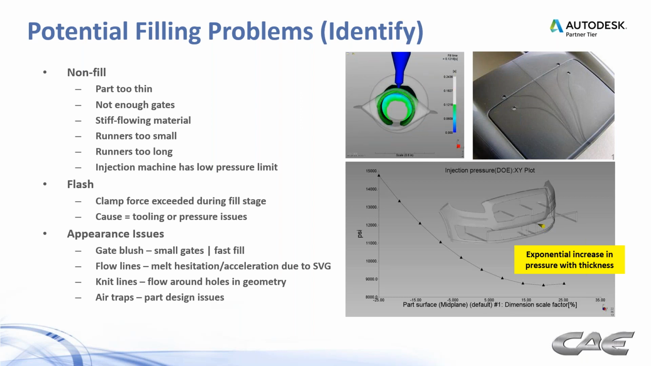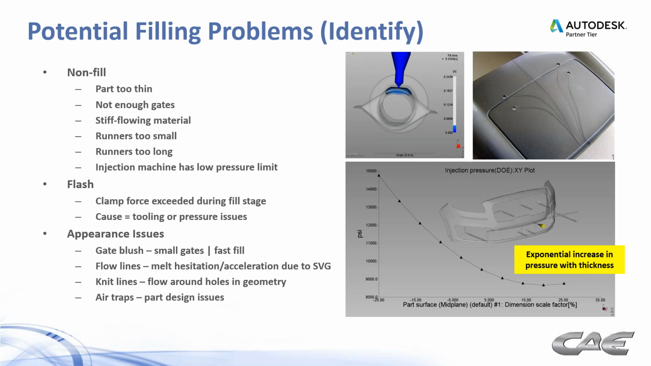This graph on the bottom shows the relationship between reducing wall thickness and the pressure. As you see, as we go farther and farther to the left on the curve, the pressure goes up as the thickness of the part decreases. So in some cases that may cause a non-fill.